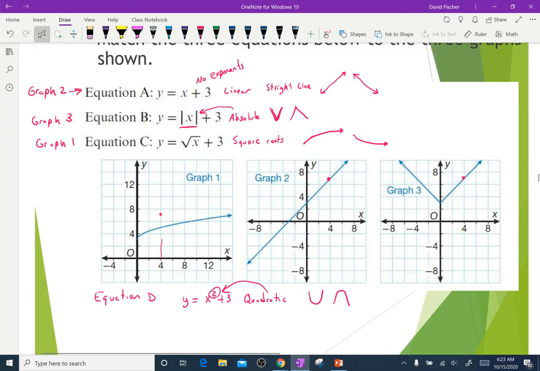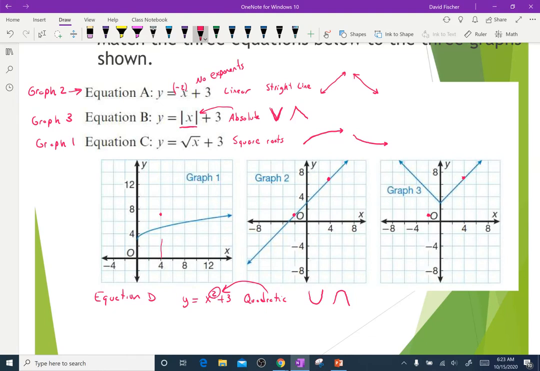Let's put in a different number. Let's put in a negative 2. Negative 2 plus 3 is 1. Do you agree? So if I went to the left 2, up 1, that still hits that graph, but if I went to the left 2 and up 1, that's not that graph. So you still can put numbers into these equations to make 100% sure that you got these graphs correct.